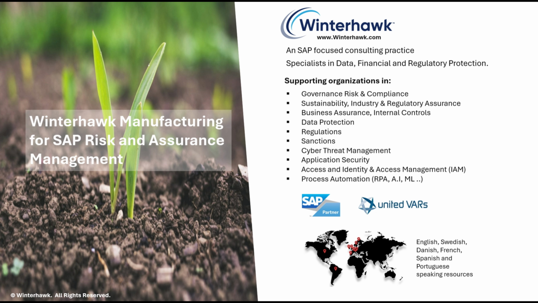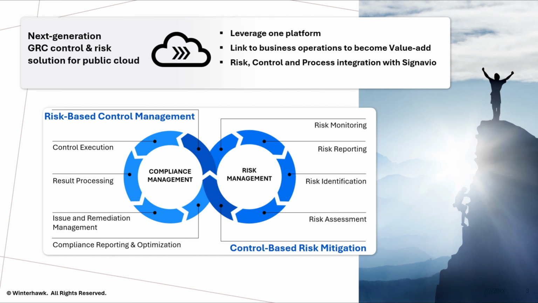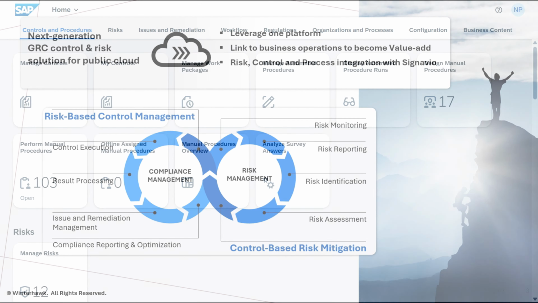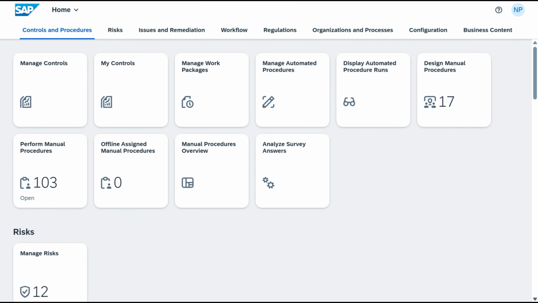This is a Winterhawk video showing how SAP Risk and Assurance Management, or RAM, can be used to document and manage risks and controls for the manufacturing industry. RAM is an SAP solution running on its business technology platform for both risk and control management. In this video, we'll look at how RAM can help food manufacturing organizations manage their risks and controls.